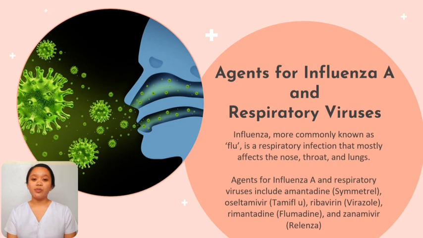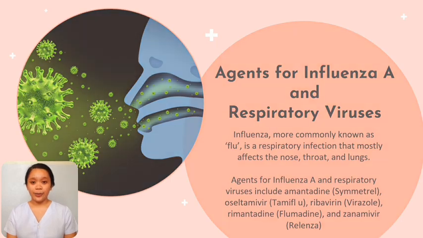Now, influenza is more commonly known as the flu, which is a respiratory infection that mainly affects our nose, throat, and lungs. The mechanism for anti-influenza drugs is to inhibit viral replication, possibly by preventing the uncoating of the virus. Agents for influenza A and respiratory viruses include amantadine, oseltamivir, ribavirin, rimantadine, and zanamivir.